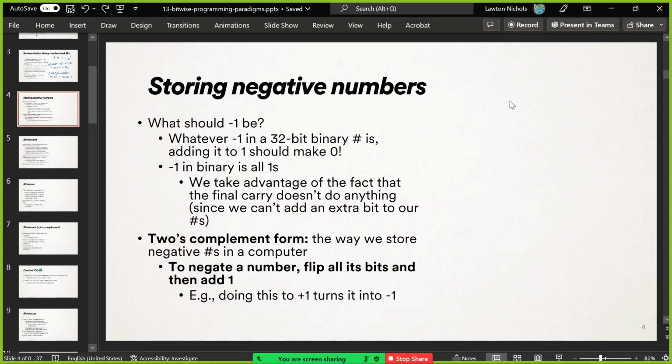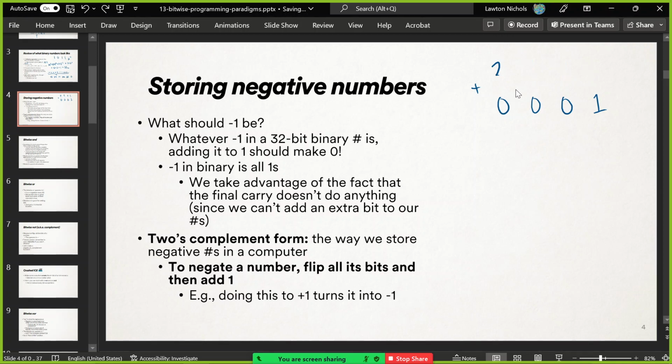Here is the number 1. Right? Here's the number 1 in binary. Let's pretend we only have 4 bits in our numbers instead of 32 bits. They're just 4-bit numbers only. I need to come up with the 4-bit representation of negative 1.